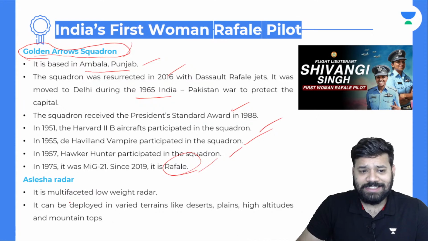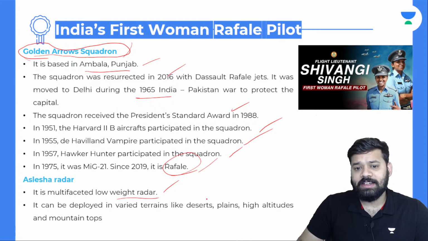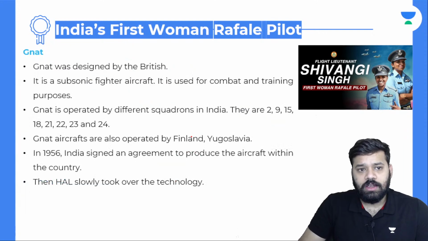About the Ashlesha radar, it is a multi-faceted, low-weight radar. It can be deployed in varied terrains like desert, plains, high altitudes, and mountain tops. And the GNAT was designed by the British. It is a subsonic fighter aircraft.